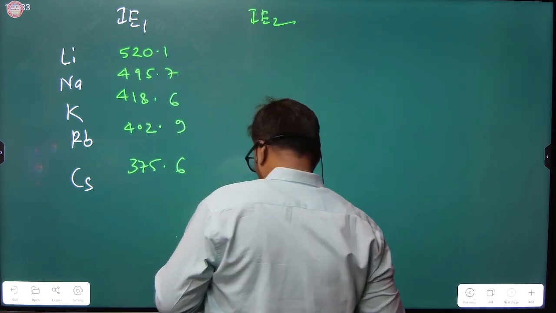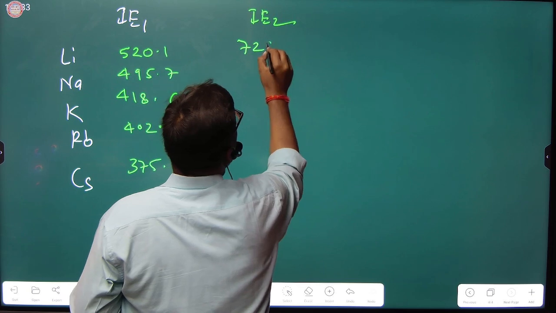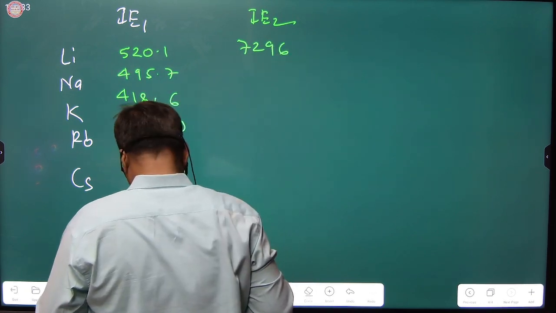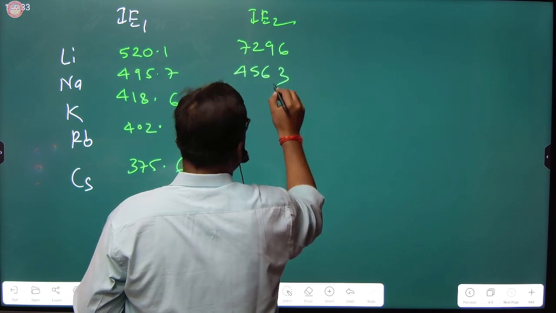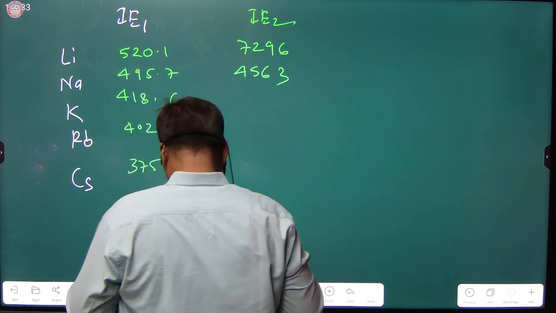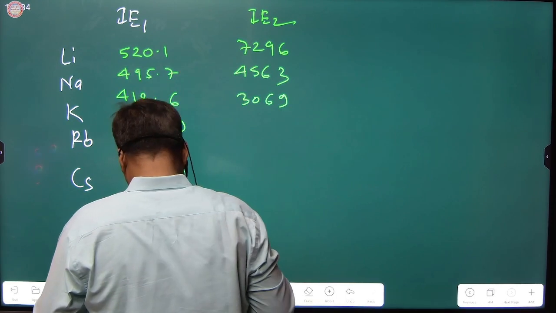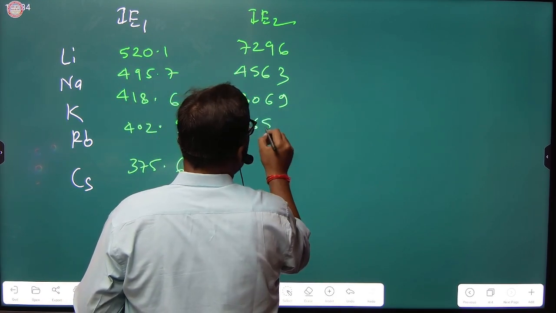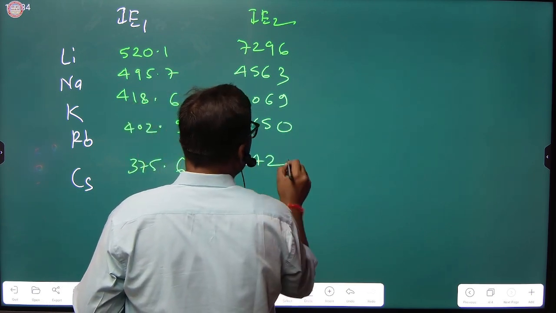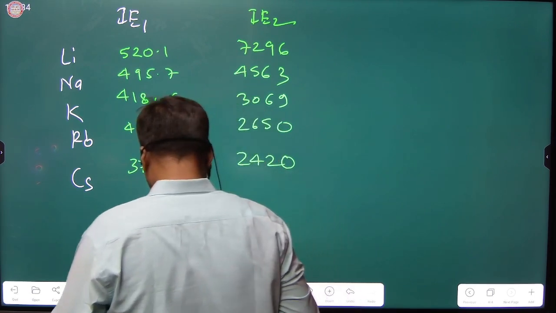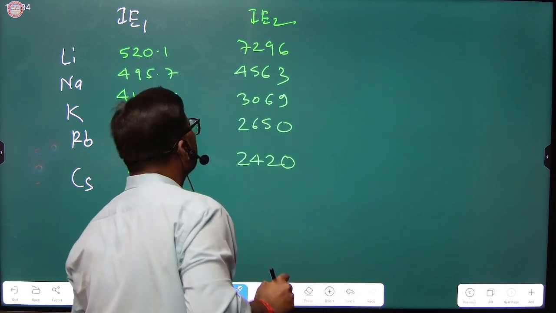And the second ionization energy IE2 for the alkali metals: 7296 kilojoule per mole, 4563, 3069, 2650, and 2420. So this is the ionization energy for alkali metals, right?